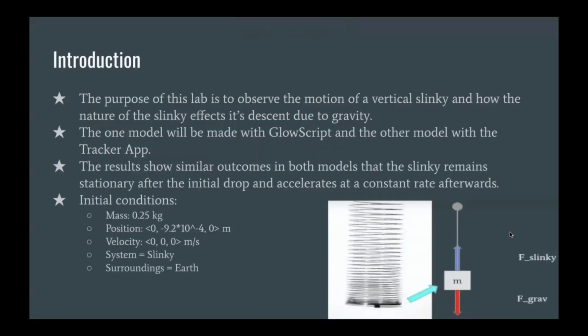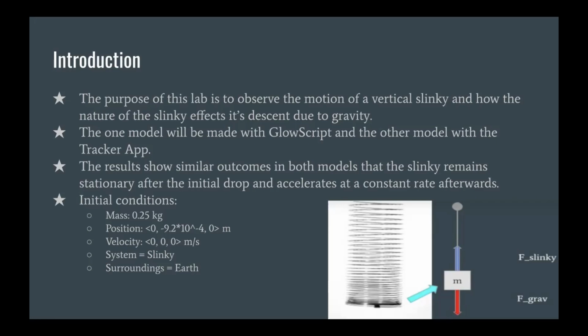Introduction. The purpose of this lab is to observe the motion of a vertical slinky and how the physical nature of the slinky affects its descent due to gravity. The first model will be made with GlowScript. The other model will be made with the Tracker app. The results show similar outcomes in both models, that the slinky remains stationary after the initial drop and accelerates at a constant rate afterwards.